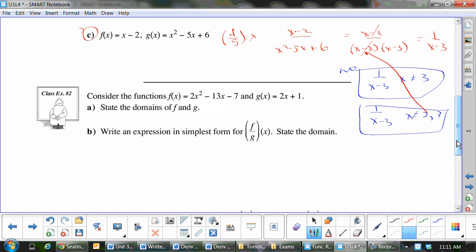So if it's on the bottom, it's bad. If it makes the bottom equal 0, not good. If it makes the top equal 0, who cares? And if you're deliberate, write that in on your study sheet. Actually write: if it makes the top equal 0, it doesn't matter.